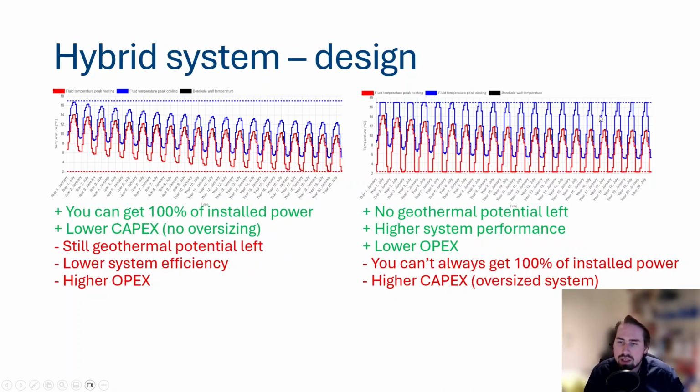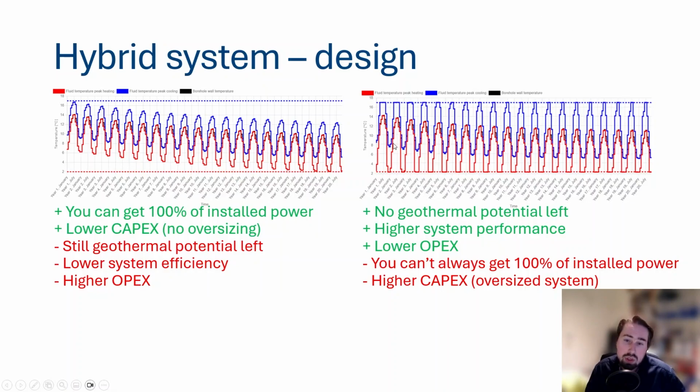Now, if we compare it to a hybrid system that's designed like the one on the right, here we see that there is no geothermal potential left, because we reach the temperature limitations in every year. This also means that since there is no potential left, we extract or exchange as much heat with the underground as possible. So we will have the highest system performance, and we will hence have the lowest operational expenses. But on the other hand, which is the downside of such a design, is that we can't be sure that we will always get 100% of the installed power from the ground.